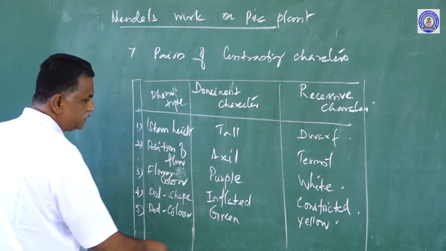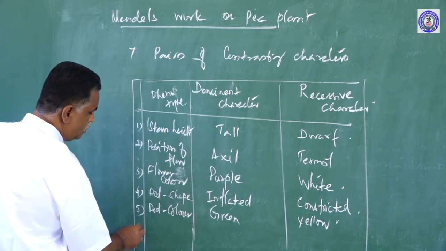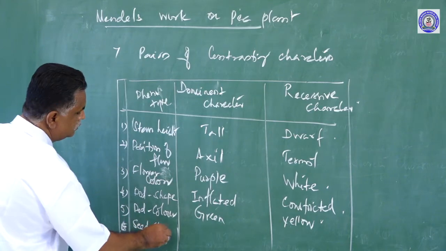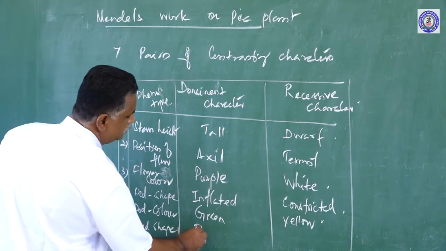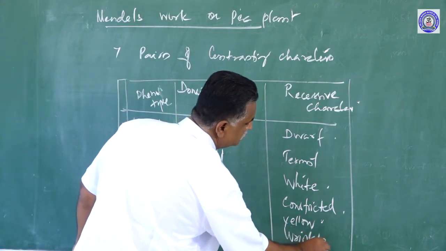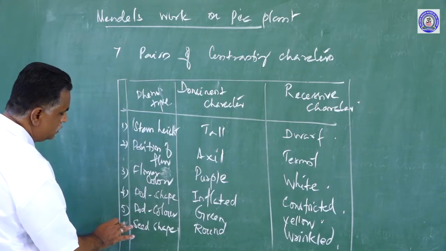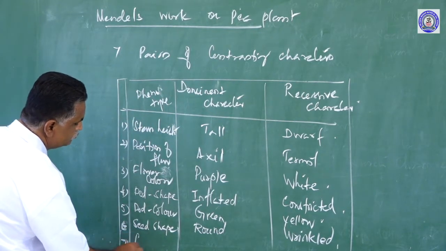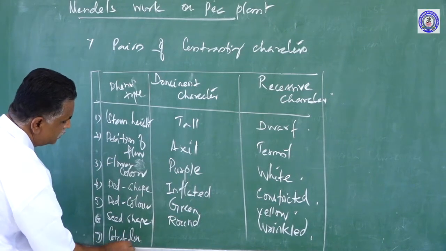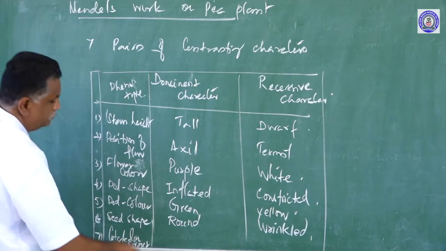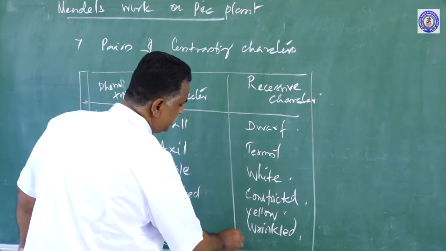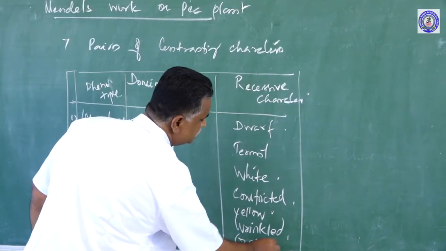And the seed, we have 2 characters. Seed shape, round is the dominant character, wrinkled is a recessive character. Then cotyledon color, color of the cotyledon, yellow is the dominant character, green is the recessive character.